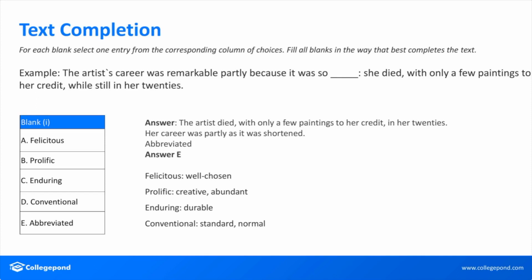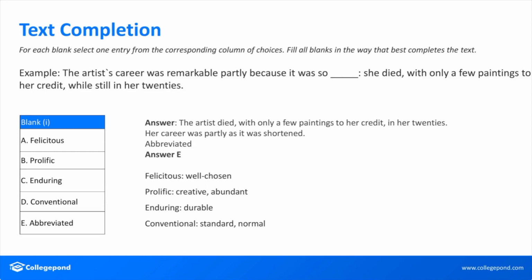The clue word over here is the colon, right? When you have a colon, the second part is going to be on the same lines as the first part. She died with only a few paintings while she was in her 20s. That means she died very young. So the first part has to be synonymous to that. The career was remarkable because it was so short. She died early. So that's why people think, wow, she's great.